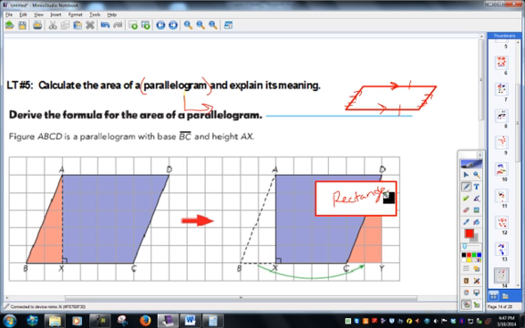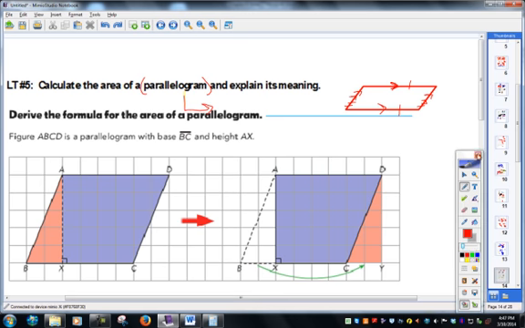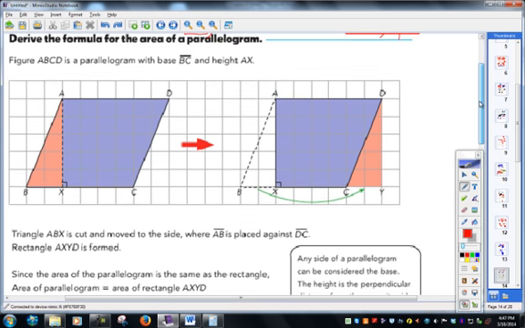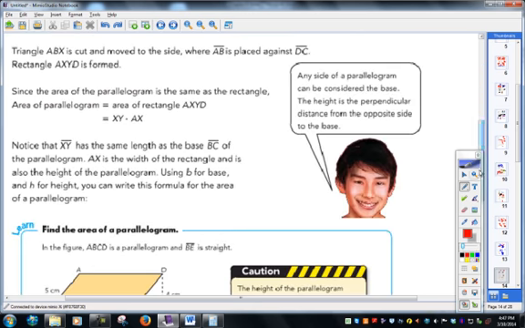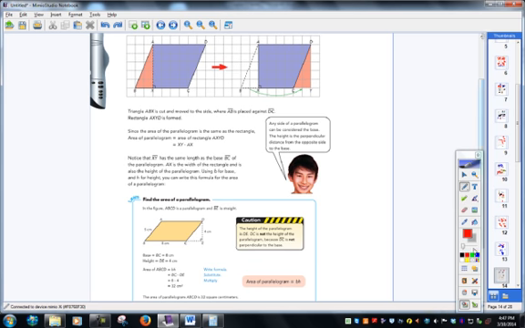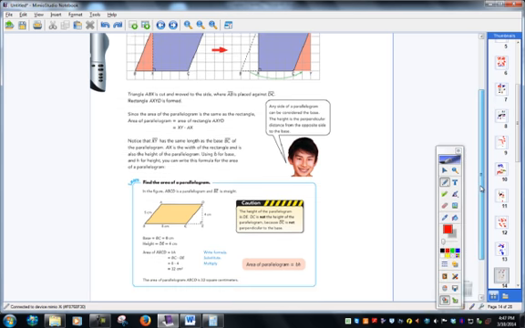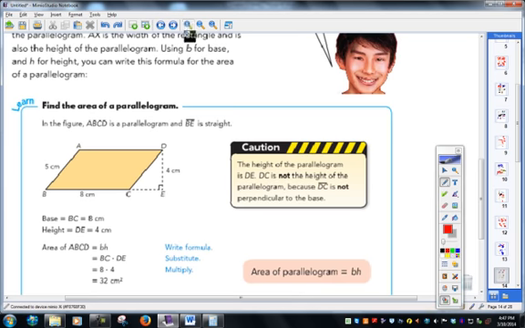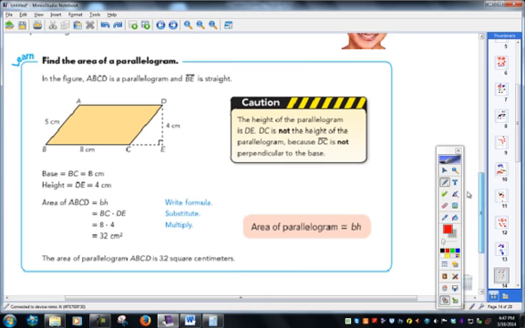Now, you guys did a lot with classifying quadrilaterals, which are just four-sided figures, last year. So hopefully you know all that really well. That's kind of a little spiel on that. So I don't think it'll be too difficult here. Base times height is how you find the area of a parallelogram. And you guys know that from rectangles.